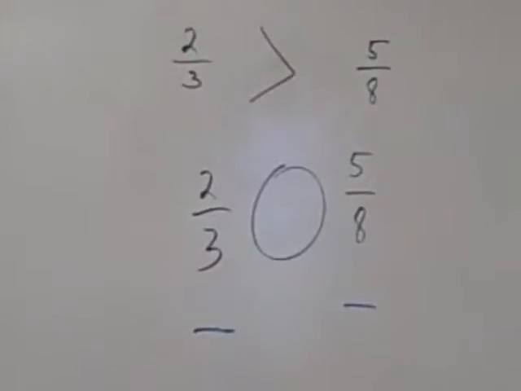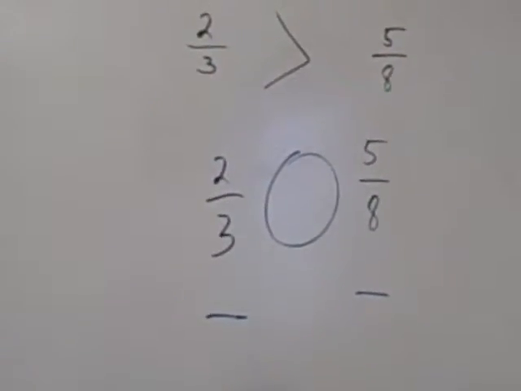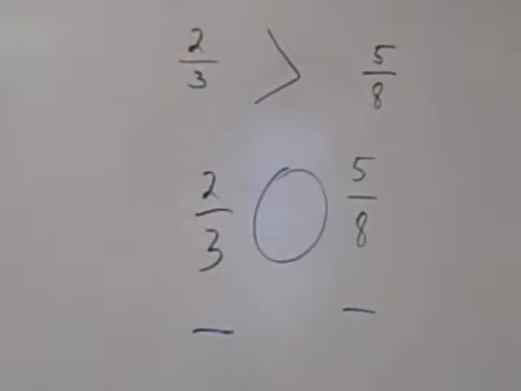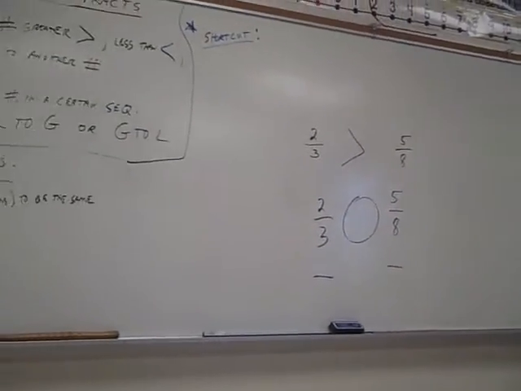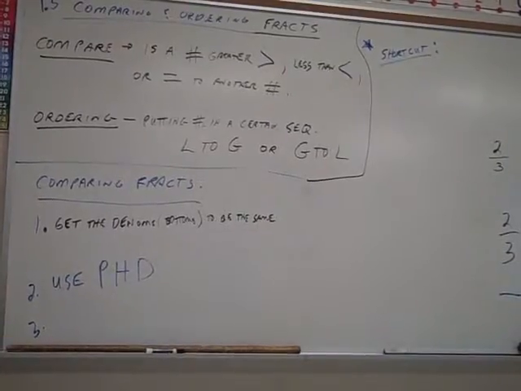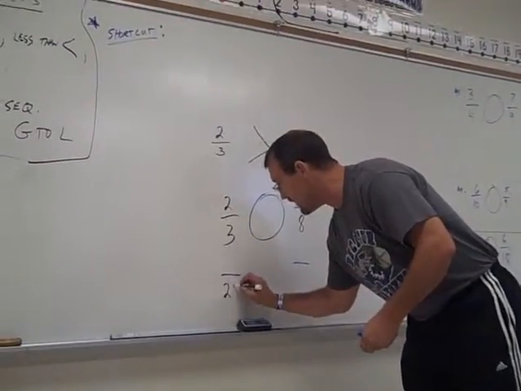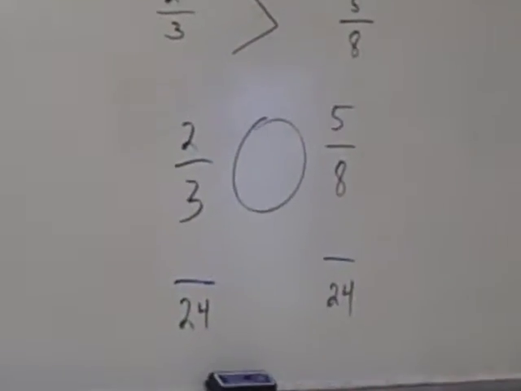24. What do y'all think about 24? Will 3 make 24? Yes. Will 8 make 24? Yes. Okay, that's 1. Could we use 48? Yes. Could we use 72? Yes. So there's a lot of them out there, right? But let's use his, 24. So our new bottom is going to be 24. Our new denominator is going to be 24.